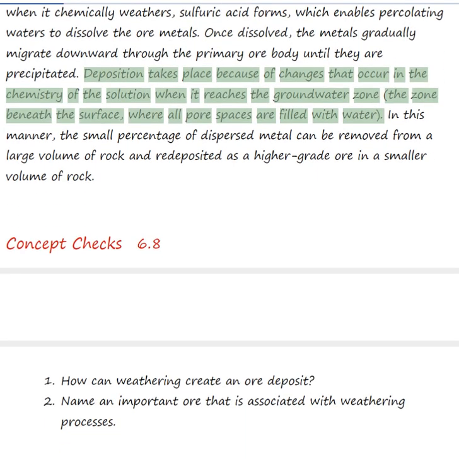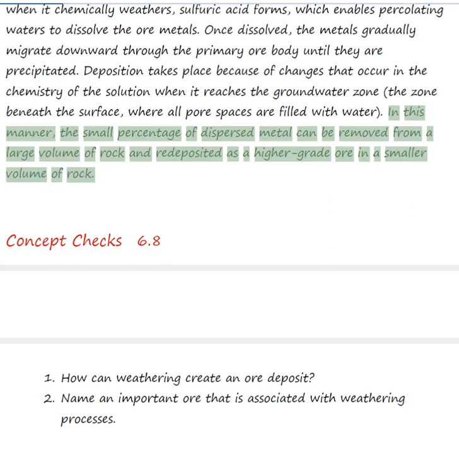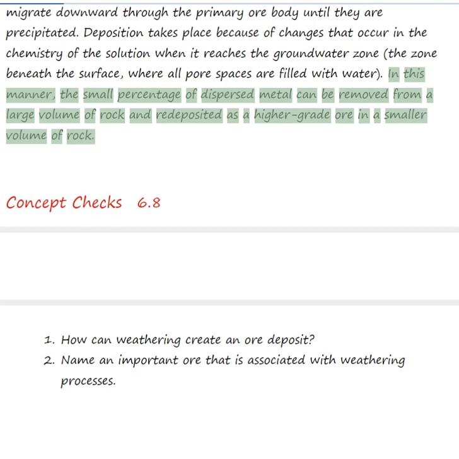Deposition takes place because of changes that occur in the chemistry of the solution when it reaches the groundwater zone. In this manner, the small percentage of dispersed metal can be removed from a large volume of rock and redeposited as a higher grade or in a smaller volume of rock.